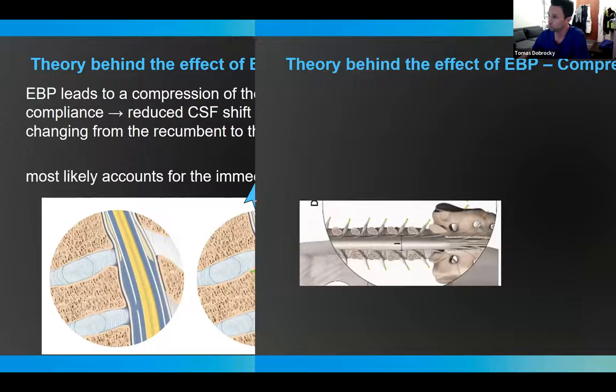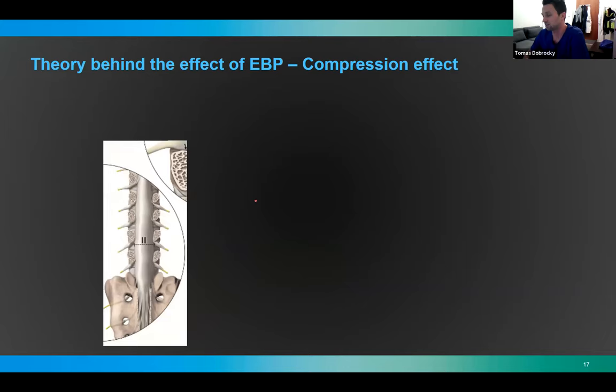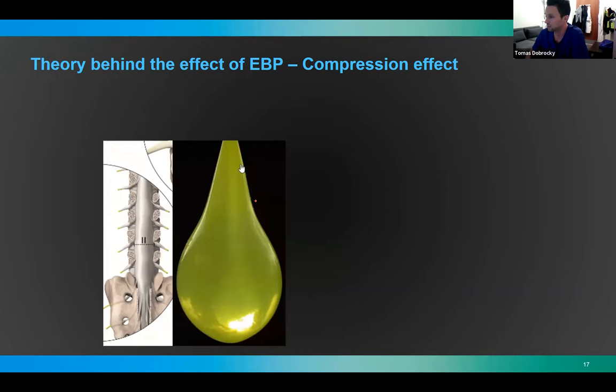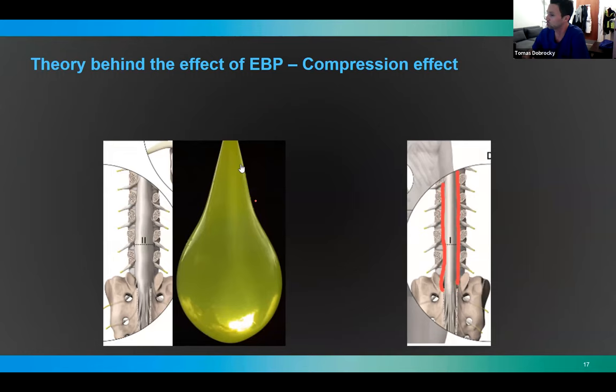So if we look at it like this, the patient is lying flat. However, when he elevates, usually if there is a leak, there is a CSF efflux into the epidural space, and this is what happens, right? If the patient stands up, there is an increased compliance. However, if we inject some blood into the epidural space, when the patient gets up, the compliance is not as high anymore. It should be reduced because of the effect of the epidural blood, and this should help the patient.